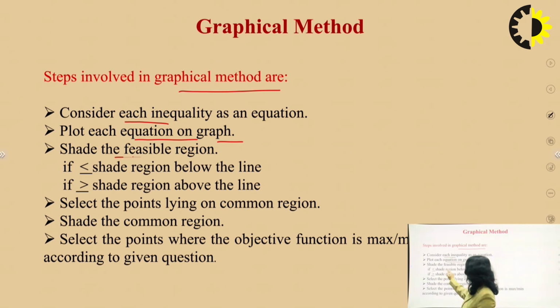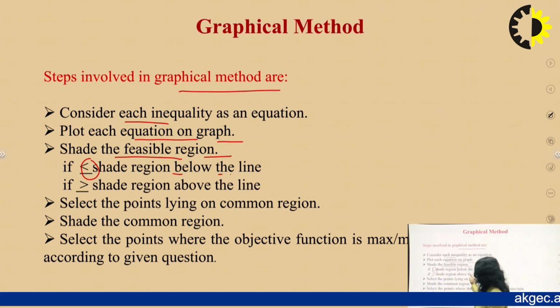After that, we will shade the feasible region. So what is the meaning of the feasible region, or how do we decide which area is to be shaded? If the symbol less than or equal to is in the constraint, then we will shade the region which is below the line. But if the symbol greater than or equal to is in the constraint, then we will shade the region which is above the line.